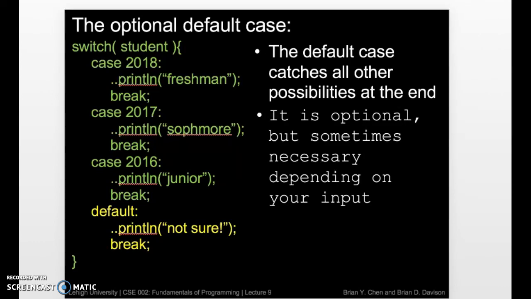So if, for example, this one, if student were to be equal to, let's say 2019, it will print out not sure, because of the fact that it will automatically go to the default case at the end.